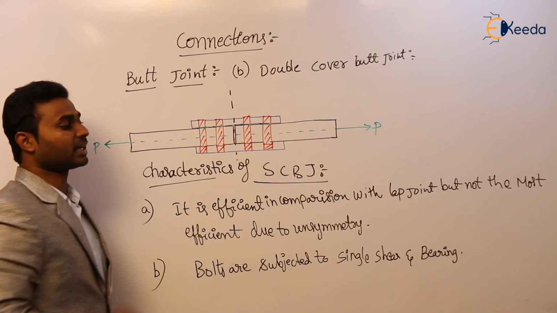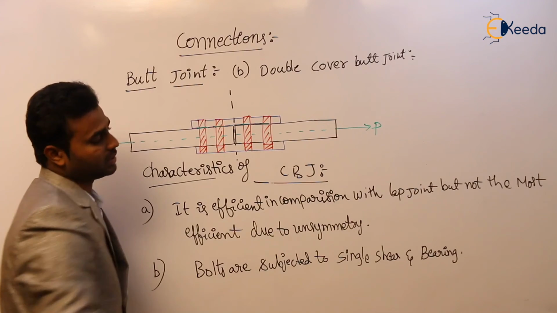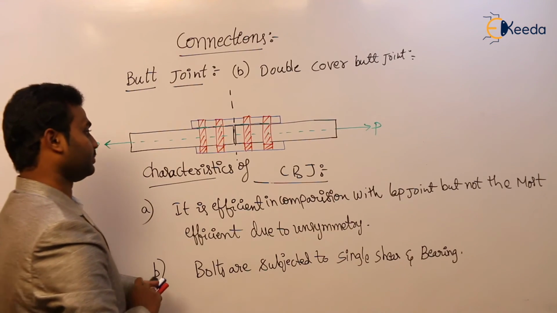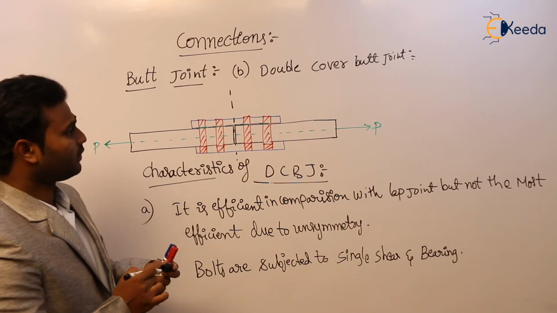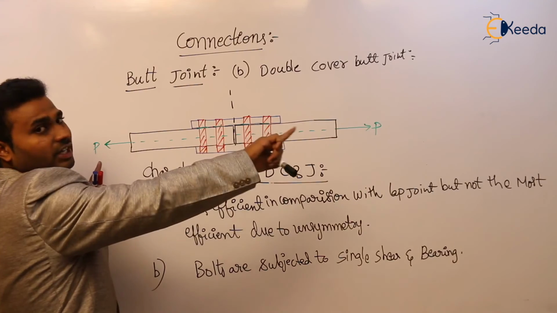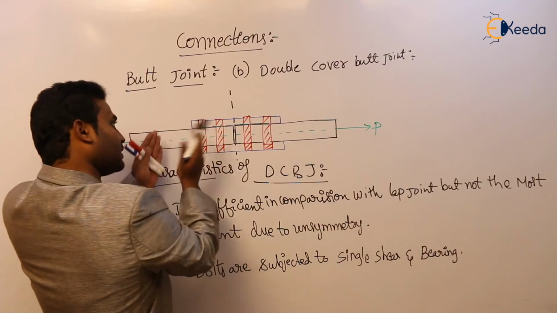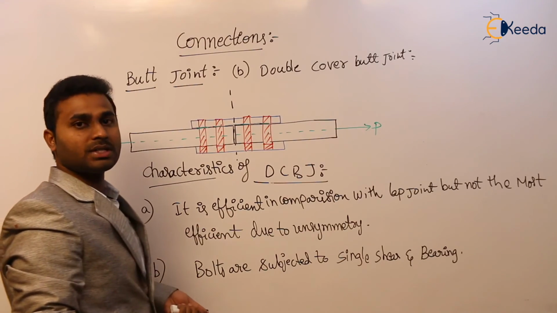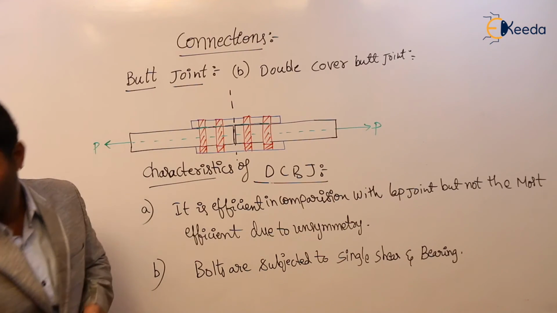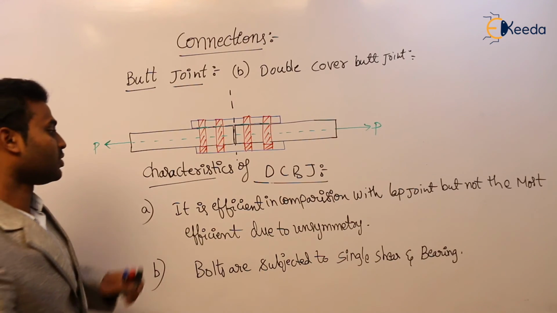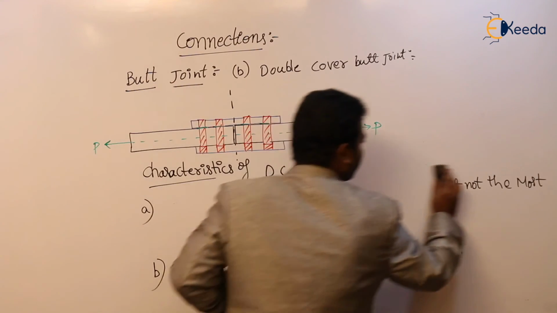Now if you observe the characteristics of the double cover butt joint, DCBJ: the line of action of the two forces is the same. Yes or no? And if you fold it along both axes, along this axis and along this axis, they are coinciding or overlapping. So it means this is the most efficient joint. So out of all the joints, which is the most efficient? The double cover butt joint is the most efficient.